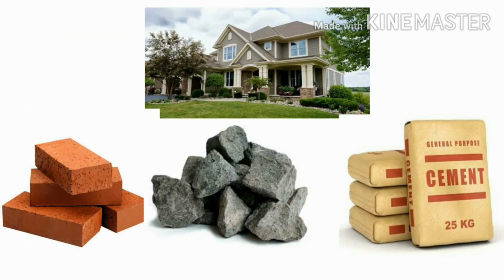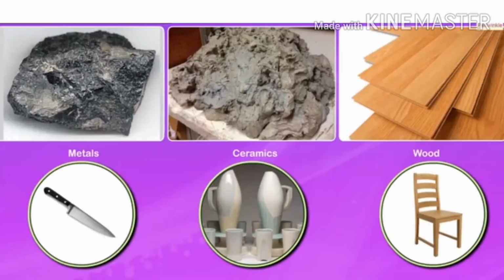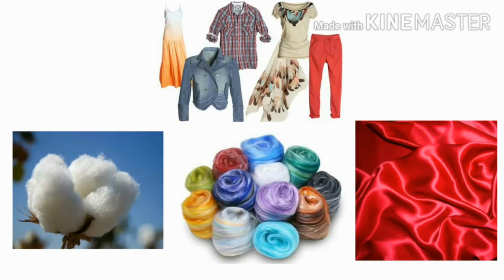We live in homes that are built with materials such as bricks, stone, cement, and so on, that are solids. Metals, ceramics, wood, and so on, are used to manufacture things for our daily use. We wear clothes made from fabrics like cotton, silk, satin, and so on, which are solids.